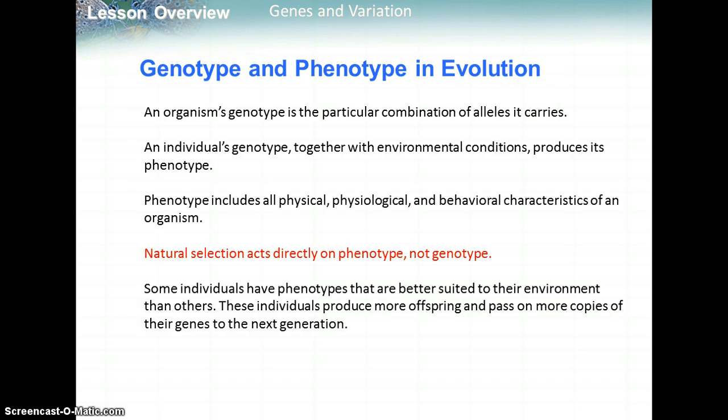Looking at genotype and phenotype and evolution, an organism's genotype is the particular combination of alleles it carries. An individual's genotype, together with environmental conditions, produces phenotype. So the phenotype includes all physical, physiological, and behavioral characteristics of an organism. But when you're looking at natural selection, it acts directly on phenotypes and not the genotypes. So some individuals have phenotypes that are better suited to their environment than others. These individuals produce more offspring and pass on more copies of their genes to the next generation.